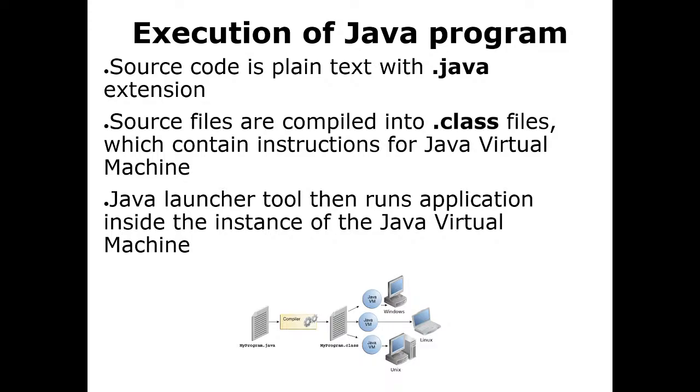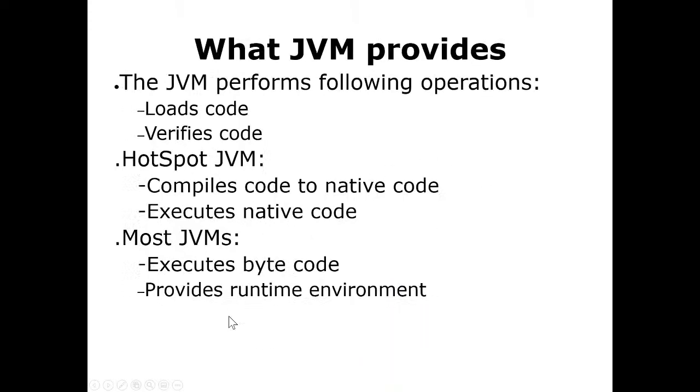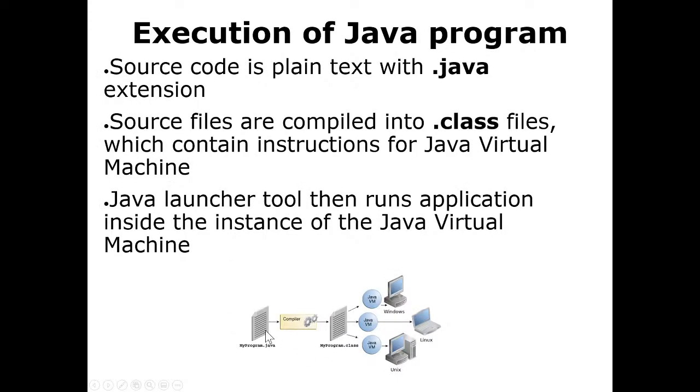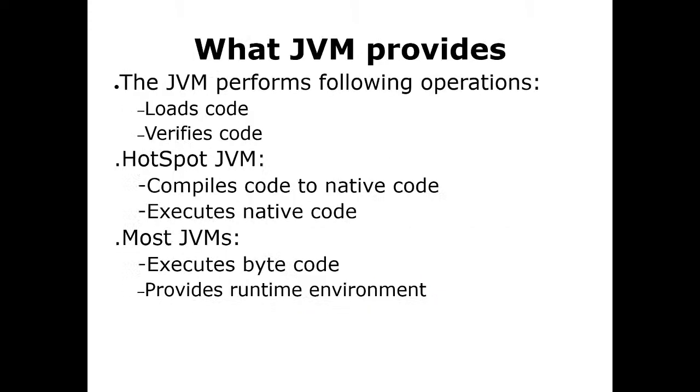Yes, this is the way the Java program is executed. So there is a Java file. It's a simple text file where the code is written. Then it gets compiled to the file with the extension class, which is bytecode, and you can run it everywhere where the Java virtual machine is installed: Windows, Linux, or macOS, and so on. Yes, what the Java Virtual Machine provides: it loads code, it verifies code, compiles to native code, and executes it.